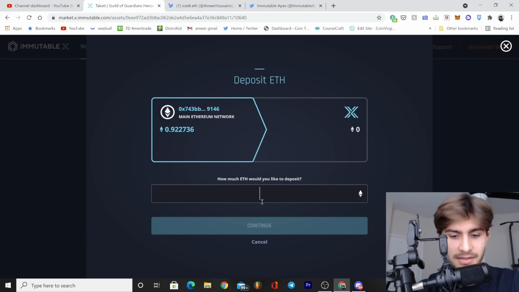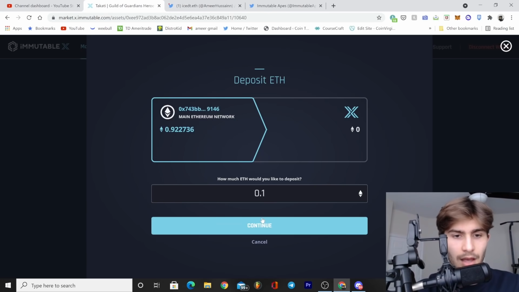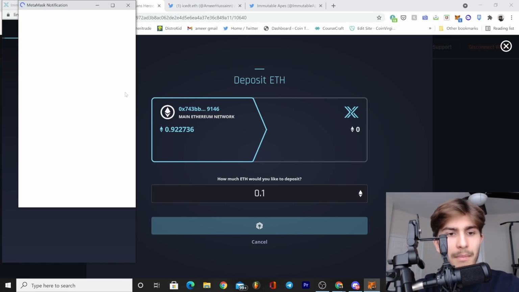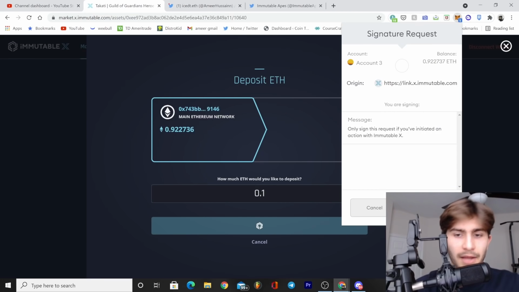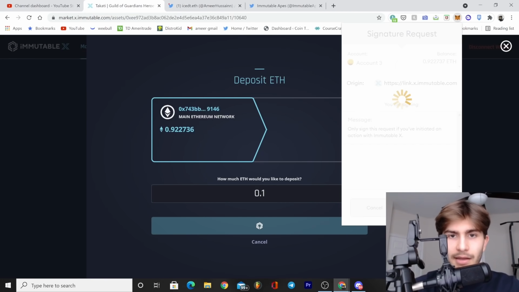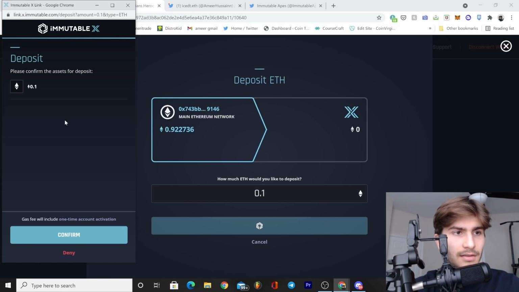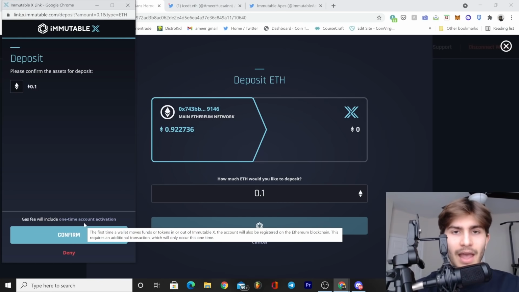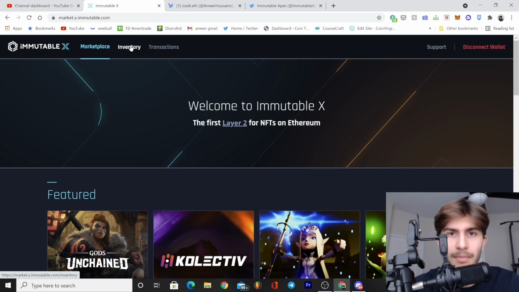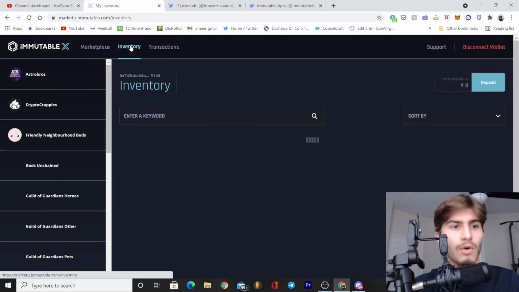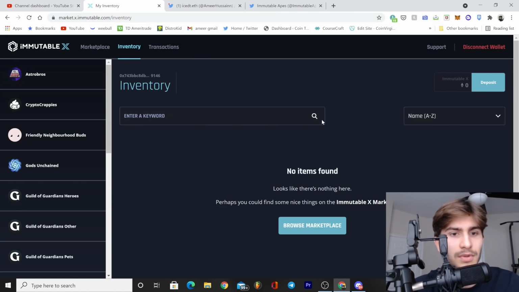Let's say I wanted to deposit 0.1 ETH. I would just continue here, and then it would pop up my MetaMask extension and ask me to sign. After I've signed the transaction, this would pop up, and then I would confirm. Everything will be gas-free transactions, and you're pretty much set, and you can start buying NFTs right away. So that's how you would deposit your Ethereum into your Immutable X wallet, and then here's your inventory. Here's where you would see all of your items on your Immutable X account.